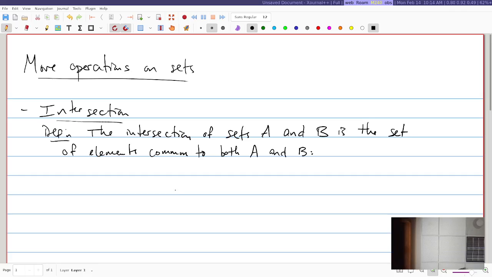We can define it using formal notation like this. Here's how we write intersection. We write it like this kind of upside down U. That means intersection. So it's the set of all x such that x is an element of A and x is an element of B.